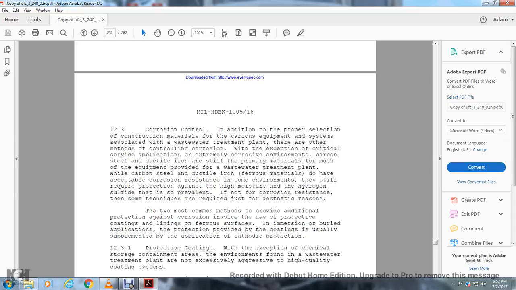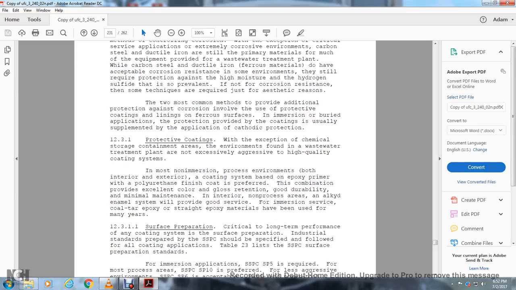The two most common methods to provide additional protection against corrosion involve the use of protective coatings or linings on ferrous metal surfaces. For immersion and buried applications, the protection provided by the coatings is usually supplemented with the application of cathodic protection.